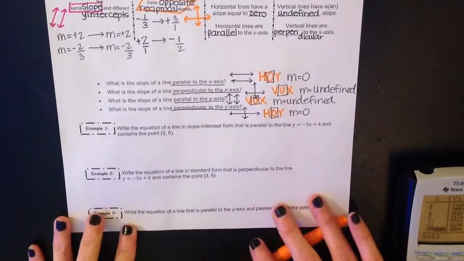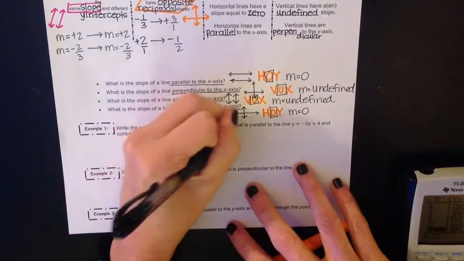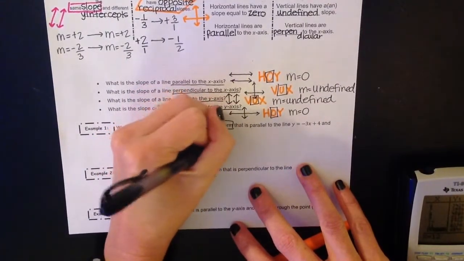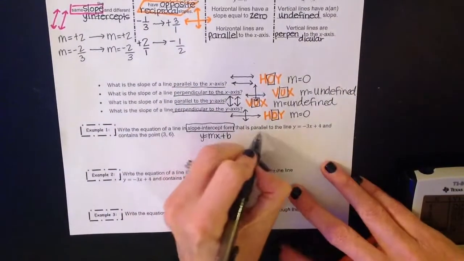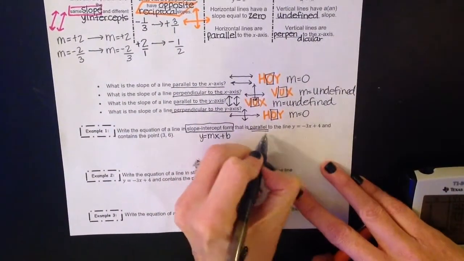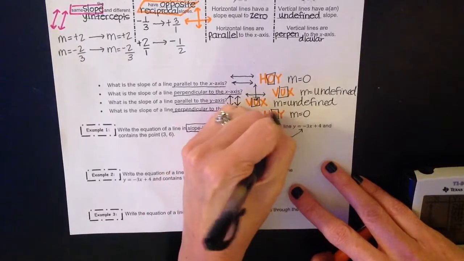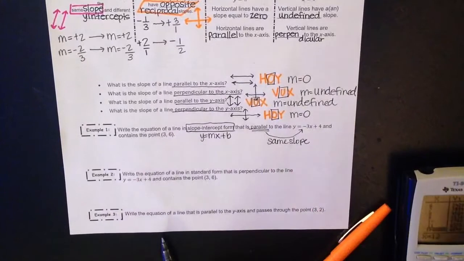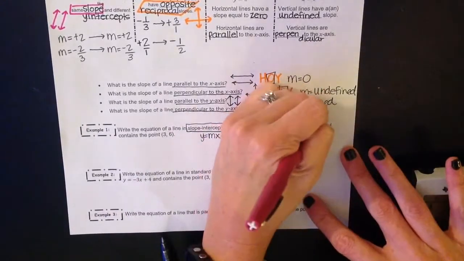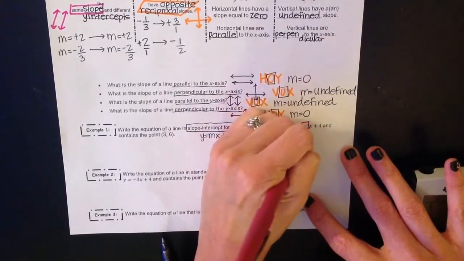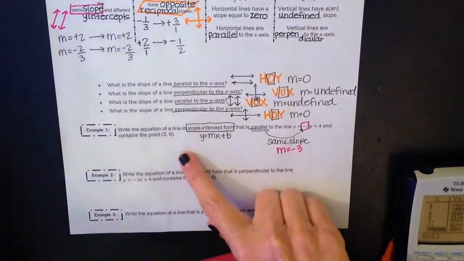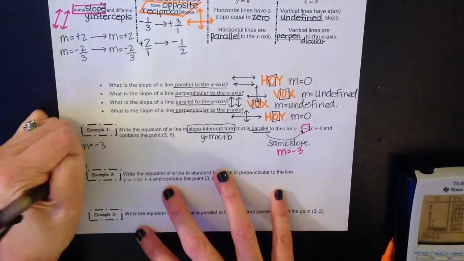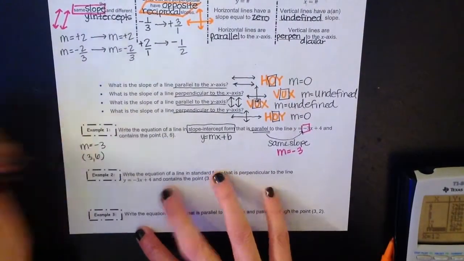All right, let's look at these last 3 examples. Write the equation of a line in slope-intercept form. That is y equals mx plus b. And it is parallel to this equation. So it has to have the same slope. Well, what is the slope of this line? Because it's in y equals mx plus b format, I know that my slope is -3. So my new slope for this second line, the line that's parallel to this one, also has to be -3. And I know it also has to go through the point 3, 6.